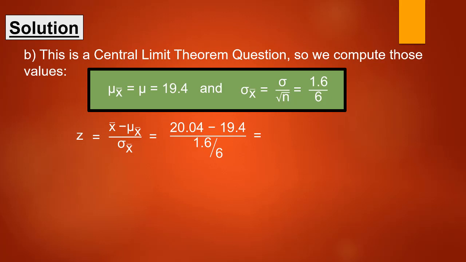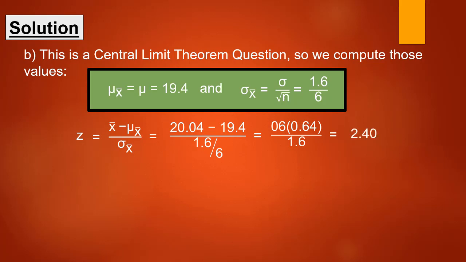So we've got a fraction where the denominator is a fraction. That's going to bring up some interesting things. When we subtract on top, 20.04 minus 19.4 is 0.64. To divide by a fraction, you turn that fraction upside down and multiply. So instead of dividing by 1.6 over 6, we multiply by 6 over 1.6. So we take the 6 times the 0.64 on top, and the 1.6 stays on the bottom. And when we multiply that all out, we get 2.40.